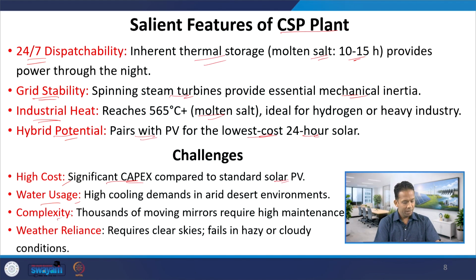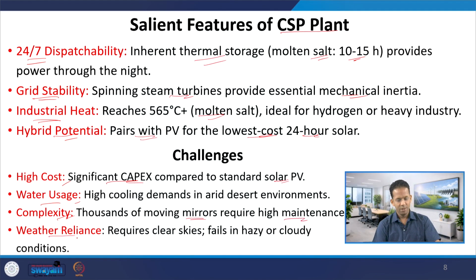Complexity: if we have to set up a big capacity plant, beyond say 10 megawatt or 50 megawatt, it will require thousands of moving mirrors, heliostats or parabolic dishes, and when we have so many pieces of equipment which need to be controlled to move around their axis, whether single axis or double axis, there is a high possibility of frequent maintenance and repair issues. So they need high maintenance.